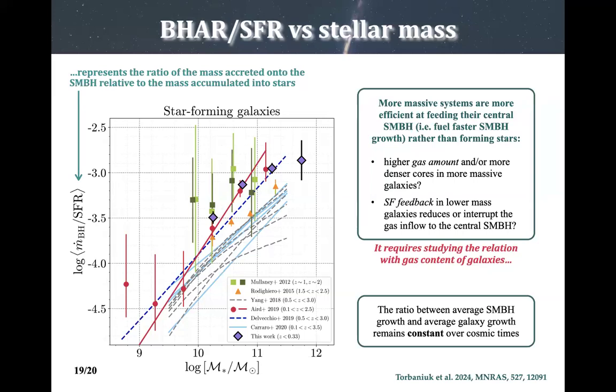And we also see that with redshift, because we compared our result with different results in the literature for different redshifts, and we see that there is no evolution with redshift. So it seems that black hole accretion and star formation rate are coherently evolving with redshift. So they have a similar ratio, but at the same time, they are not dependent on each other. They probably depend on the gas amount in the galaxy.